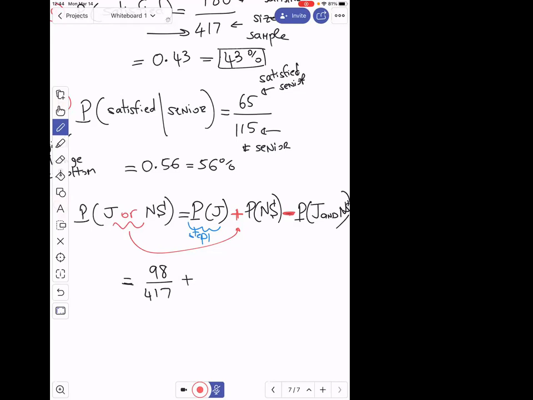plus not satisfied. So in total, we have 71 not satisfied students. So that's 71 over 417 minus, right? This is a minus right here, junior and not satisfied. So it's junior and not satisfied at the same time. How many junior not satisfied students?